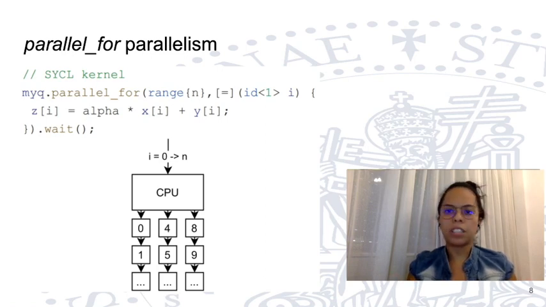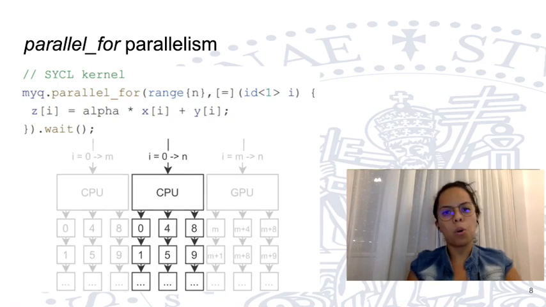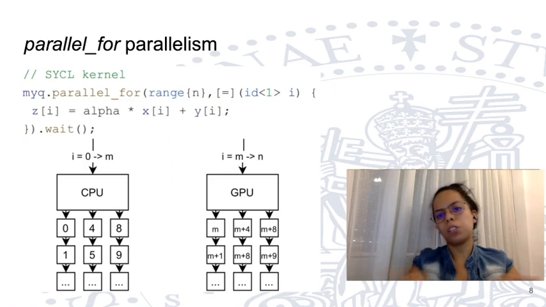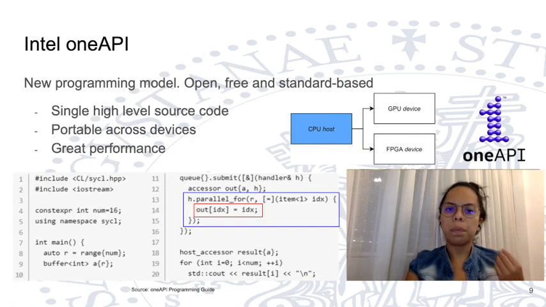The parallel for is ideal for partitioning workload among devices, for example, one part to the CPU and another part to the GPU. oneAPI supports the parallel for pattern, as this code shows, to express parallelism inside devices, with the advantage that it uses a single high-level source code for different kinds of devices. Unfortunately, the oneAPI runtime does not support the parallel for among devices.